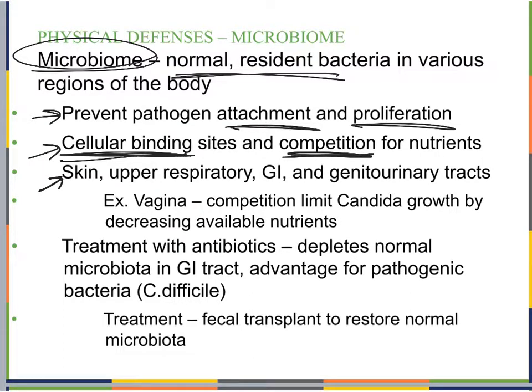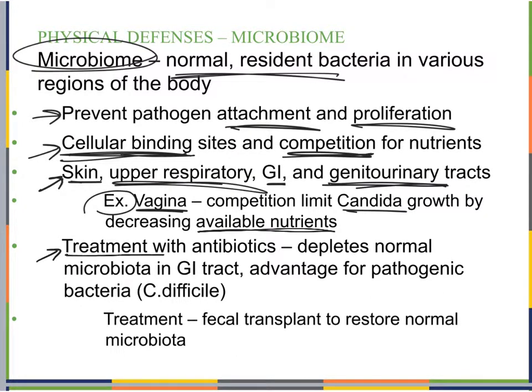So our microbiome, again, we have a microbiome on the skin that we've spoken about, and our upper respiratory tract, our GI tract, and our genitourinary tracts. So for example, in the vagina, there is competition, and competition limits candida growth. And it does this by decreasing the available nutrients. So candida, which is a yeast, needs lots of nutrients in order to live, and if all of the other organisms colonize the area along with that, then they will steal the nutrients while the candida is not getting them. So this decreases our available nutrients.